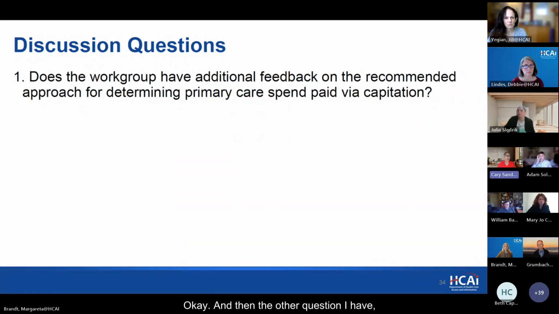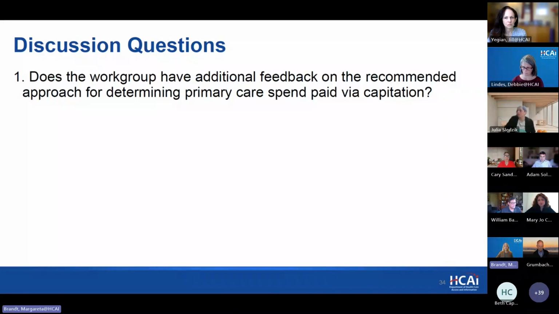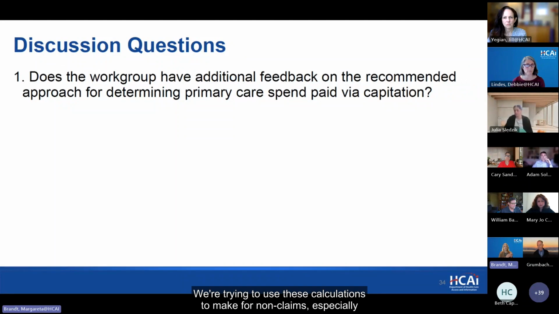And then the other question I have, to better understand what the concerns are that folks have, are the claims versus non-claims expenses weighted similarly, or are there different weights? No, okay. Yes, and not applying any weights. We're trying to use these calculations, for non-claims especially, to make our best estimate of what is the portion, for example, of a capitation payment that supports primary care.